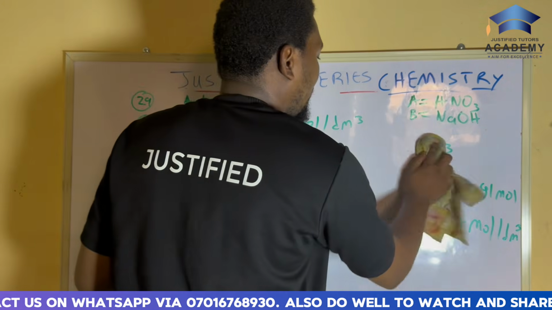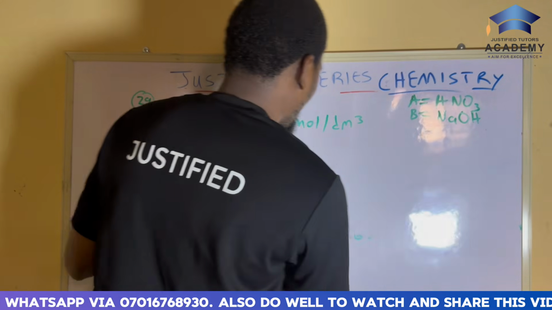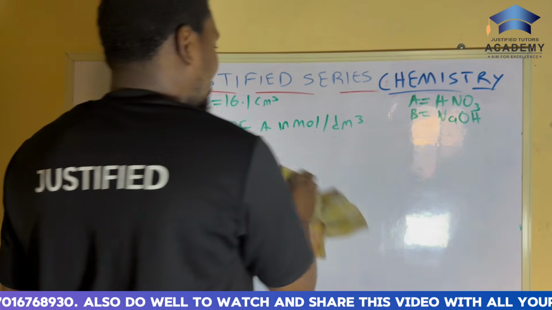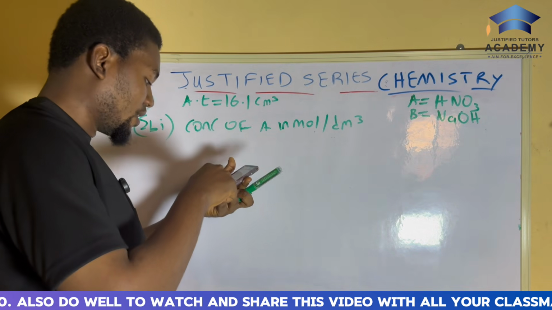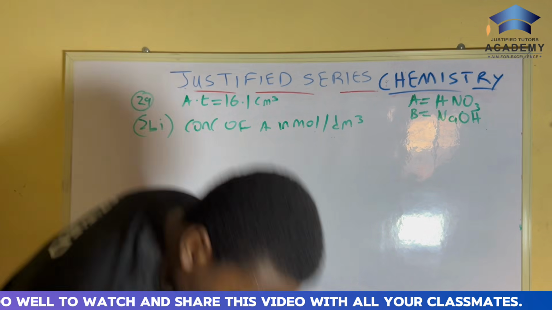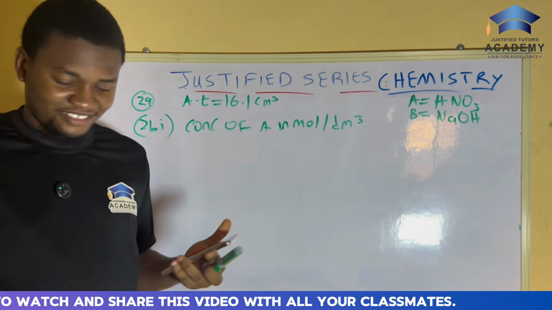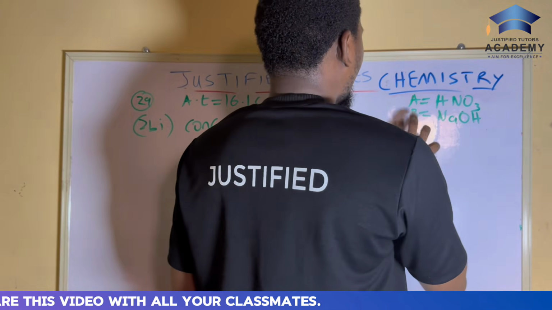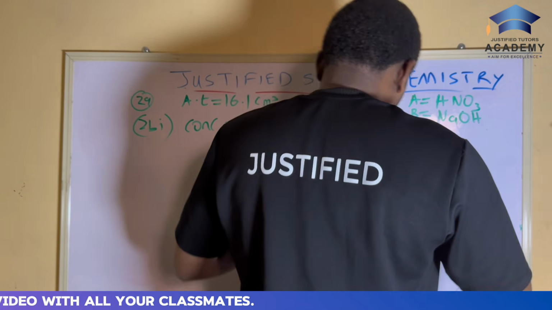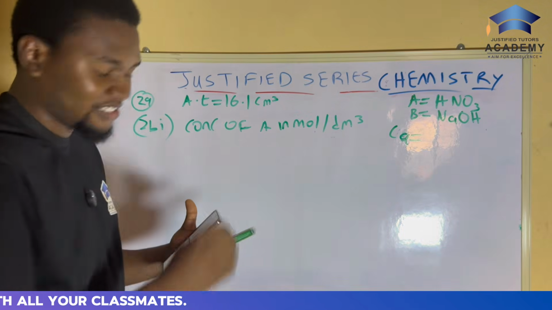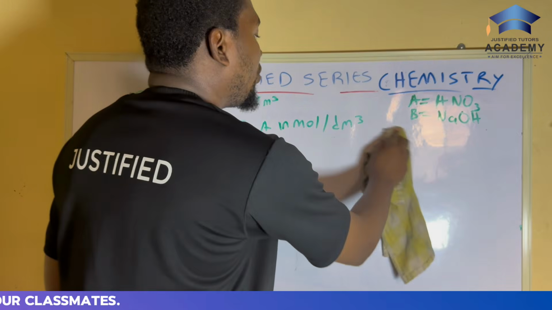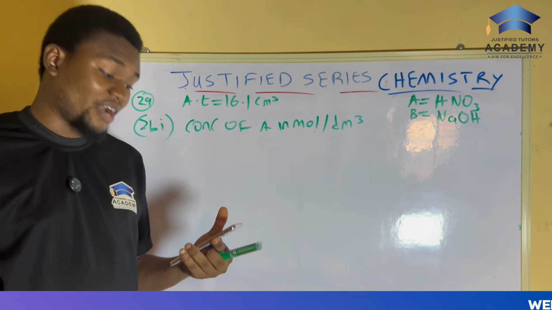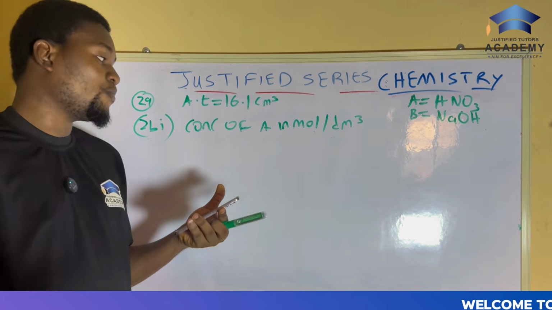The next question now says we should find the conc of B in mole per dm cube. Let me write it here. Let me call it CA. Don't let me rush yet. Everybody, we all know what our conc of A is right now, 0.158 mole per dm cube.